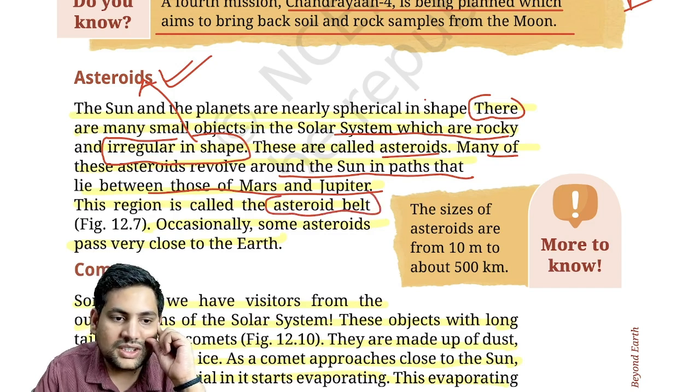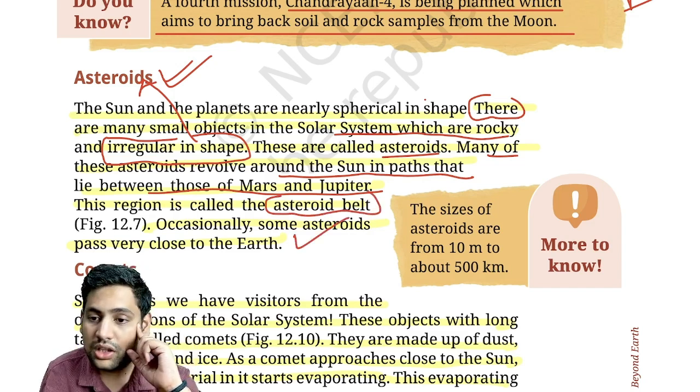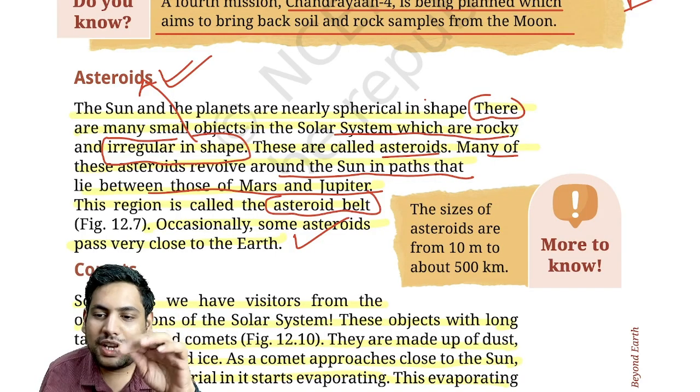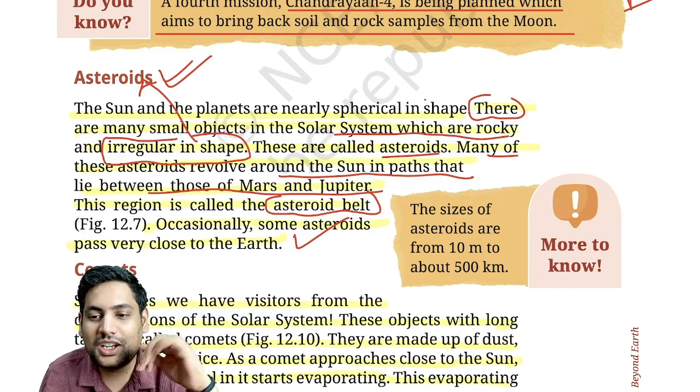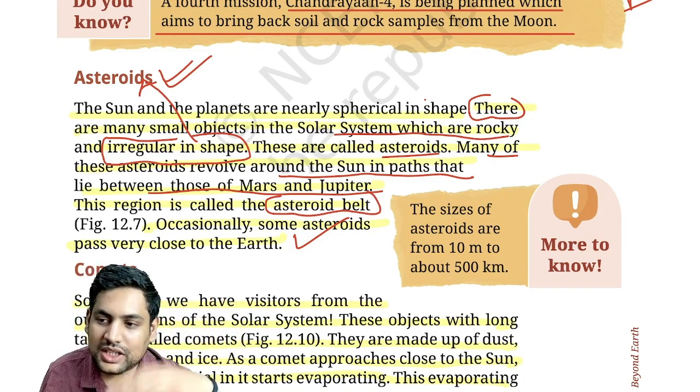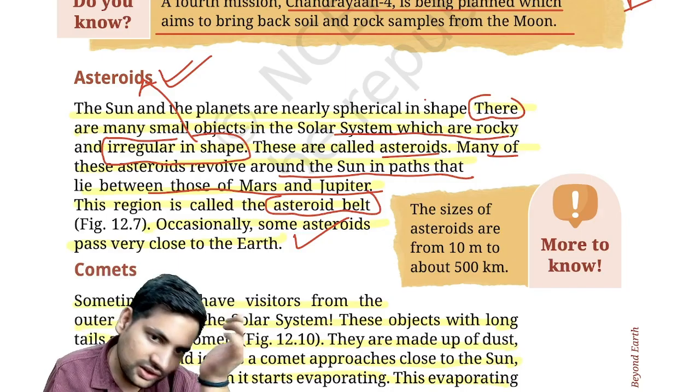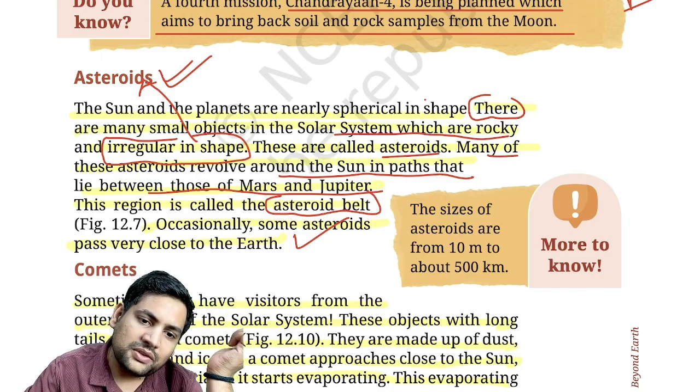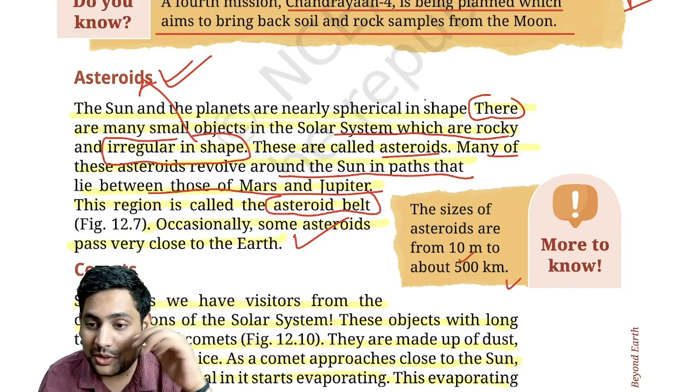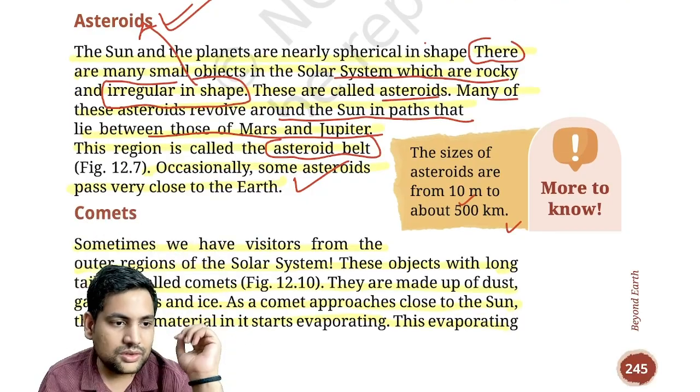Occasionally, some asteroids come very close to Earth also. Then we have to do the calculation. Should we do something about it, or will it leave the Earth, will it not hit the Earth? So all this goes on. Now the size of an asteroid can be from 10 meters to 500 kilometers. As I told you, they can be very big and also very small.